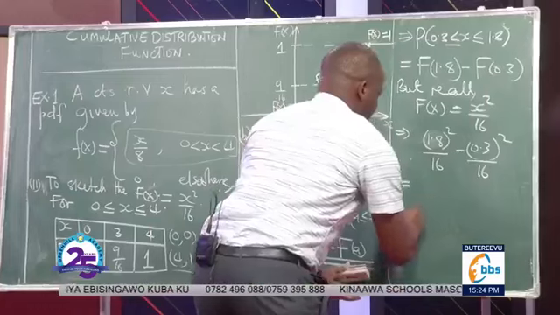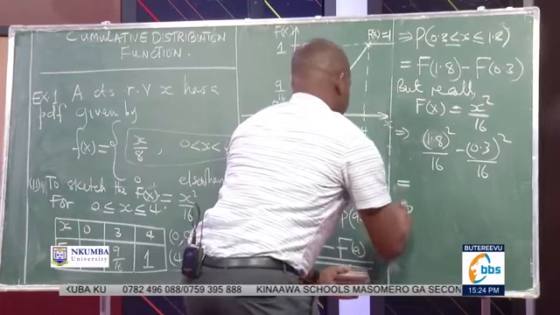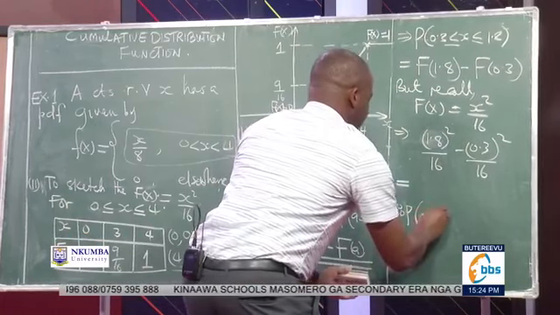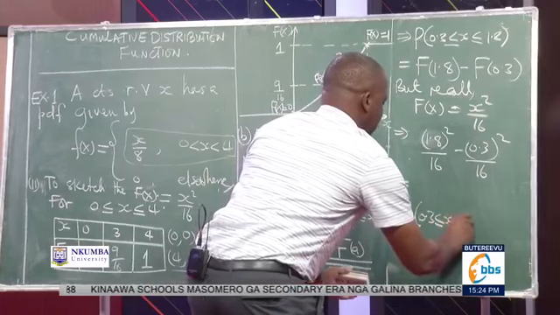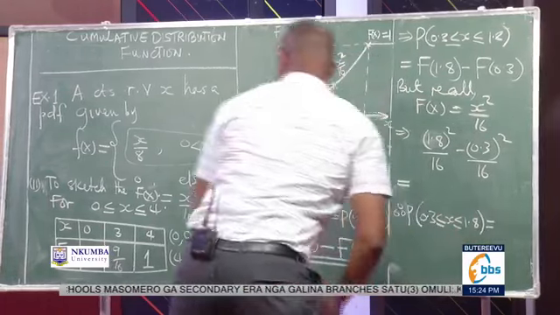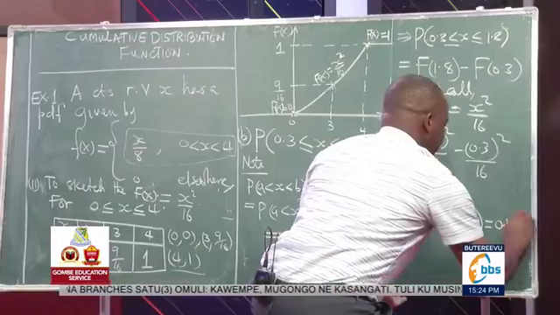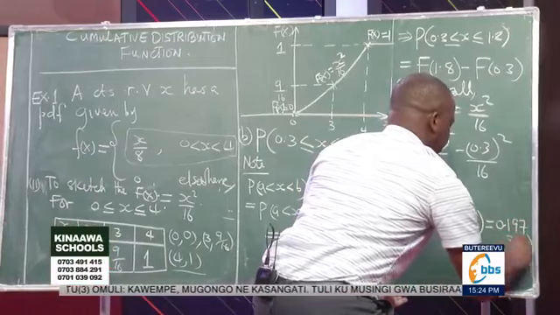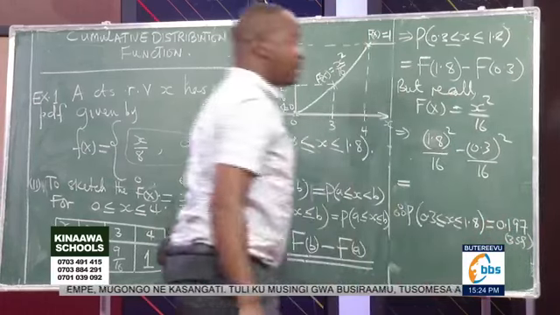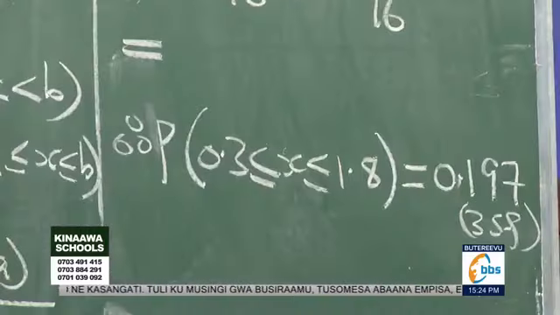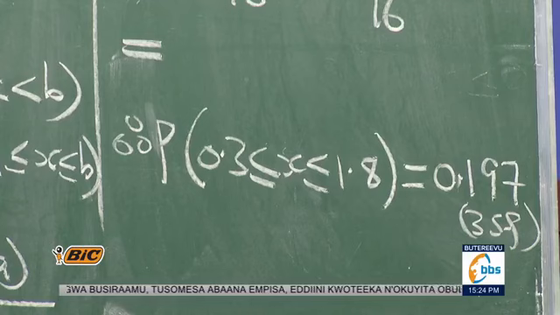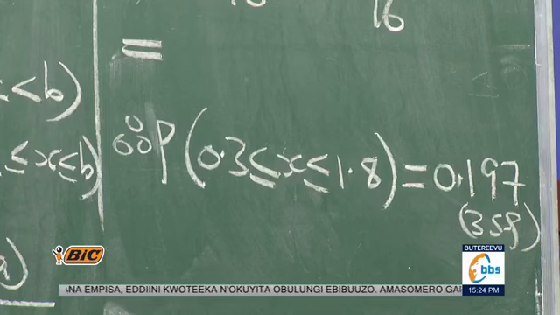So our final answer, therefore, we can say that the probability of 0.3 less or equal to X less or equal to 1.8, when you compute, should be able to give you approximately 0.197. This is 3 significant figures. They may condition you to give your answer to a known number of significant figures.